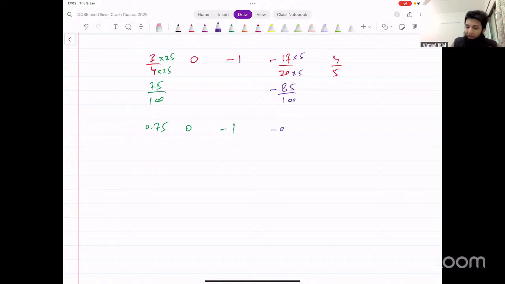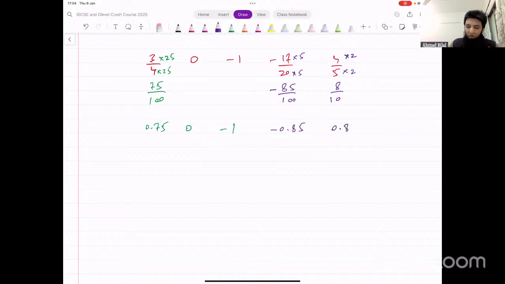And that evaluates to minus 0.85. Okay. And then 4 over 5, what's that going to be? If you want to do it like this, you can multiply by 2, both the numerator and the denominator. And that's going to give you 8 over 10. And that evaluates to 0.8.